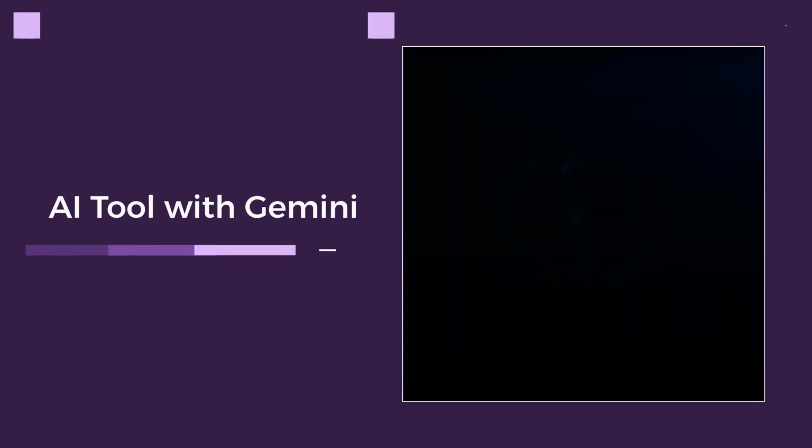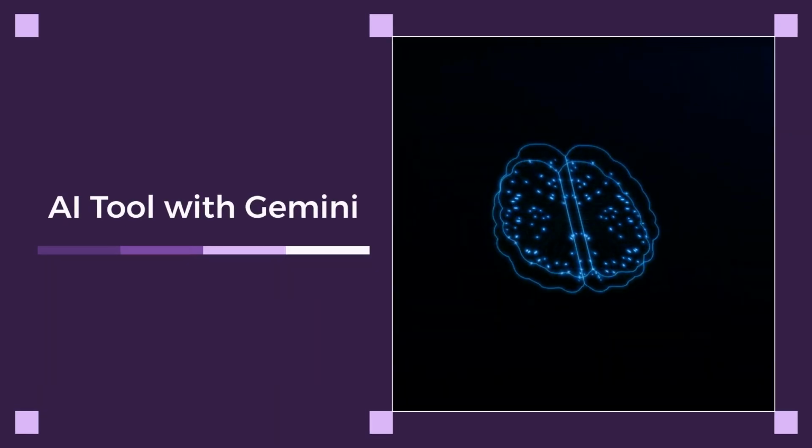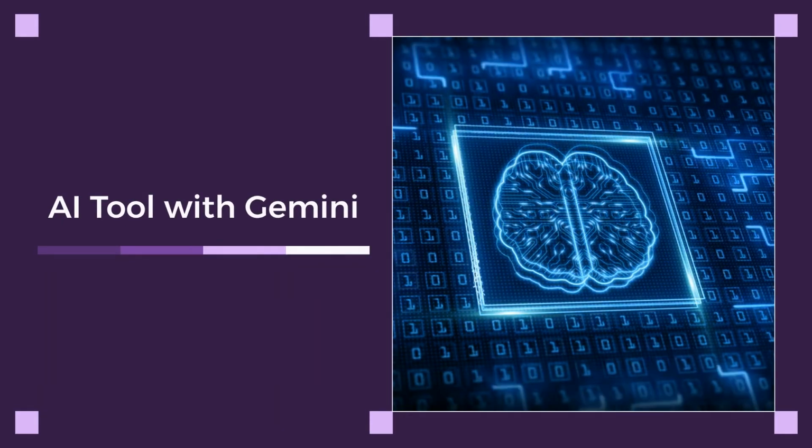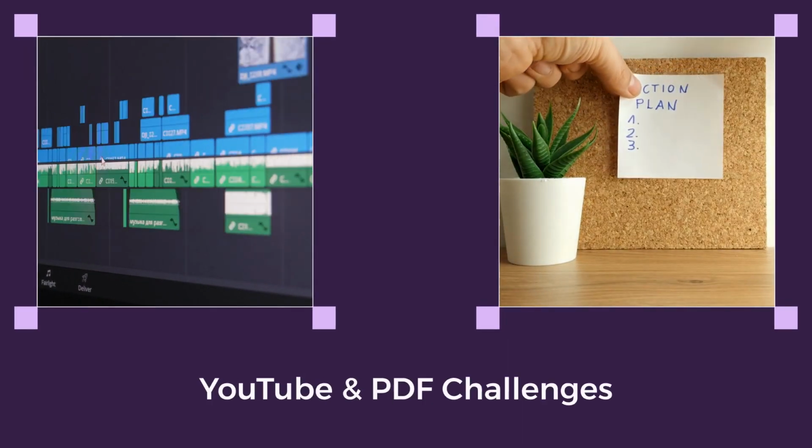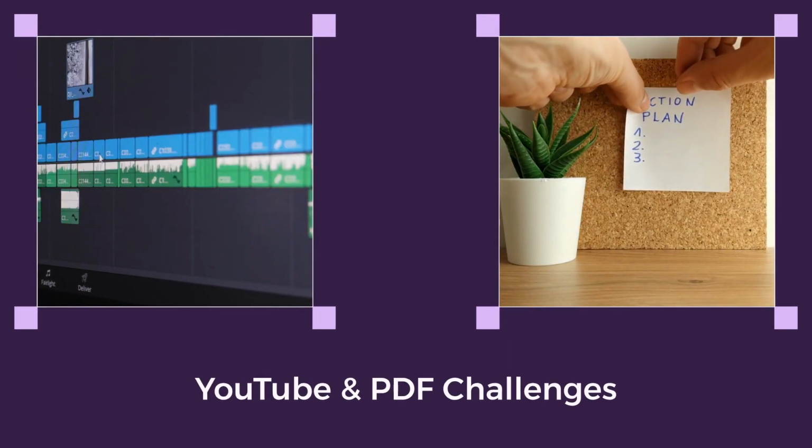Join me as we build an AI tool that analyzes YouTube videos and PDFs using Google's Gemini 2.0. In our digital age, we're overwhelmed with information. Finding key insights is tough. YouTube videos and PDFs are full of useful knowledge, but extracting it takes time and effort.